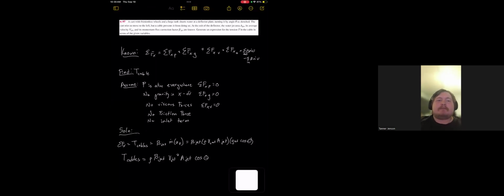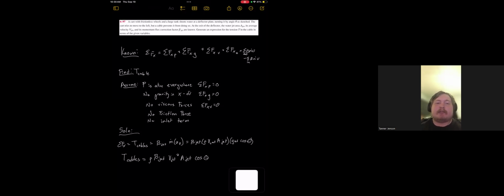I will be describing problem 6-97, in which a cart with frictionless wheels in a large tank shoots water at a deflector plate, turning it by angle theta as sketched. The cart tries to move left, but a cable prevents it from getting to the exit deflector. It gives us a bunch of terms to use to determine an expression for the tension T in the cable in terms of the given variables.